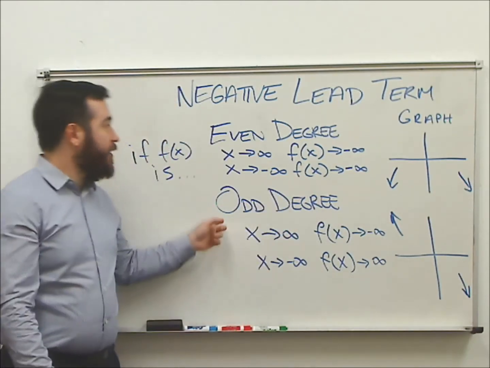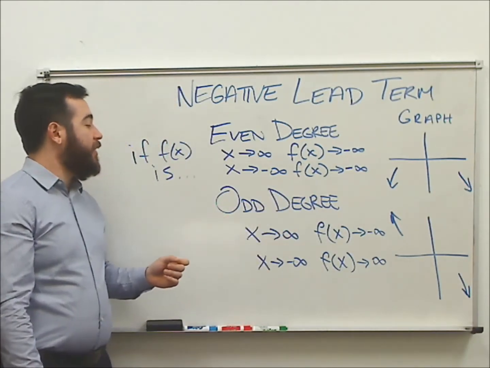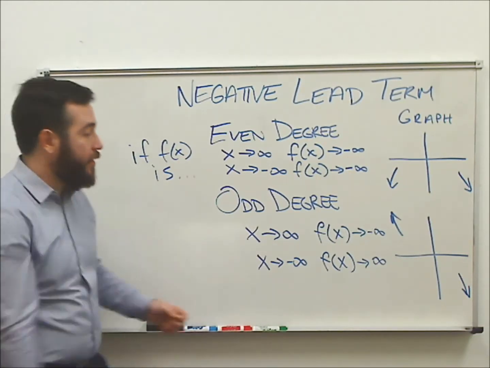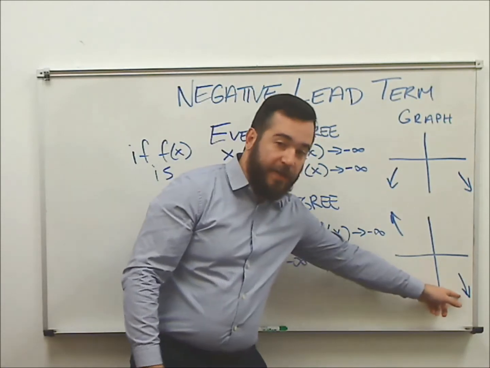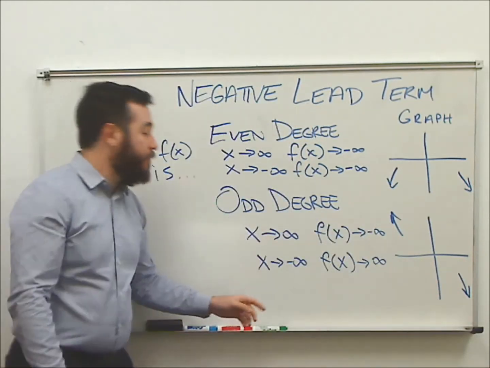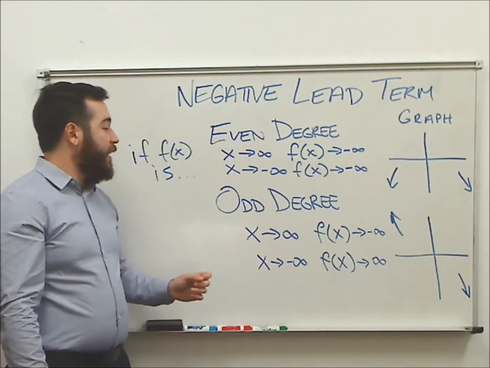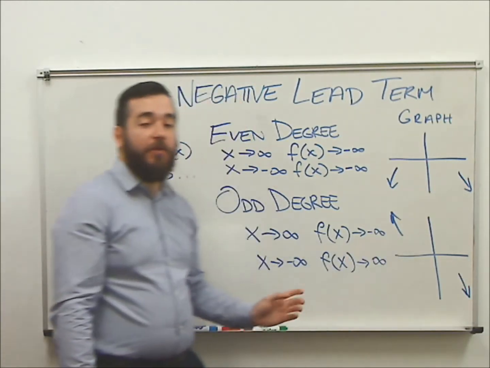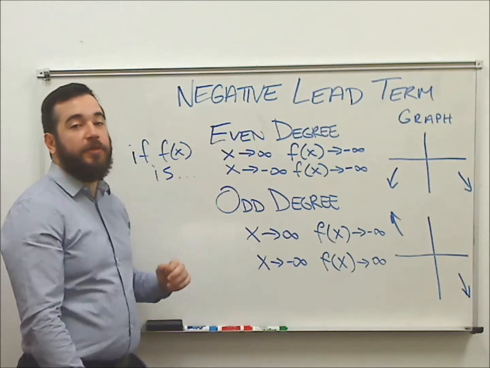All right, next up, odd degree negative lead term. As x approaches infinity, so as the graph moves to the right, f of x approaches negative infinity, so we're going to be going down. And then as x approaches negative infinity, f of x will approach positive infinity. So our graph will shoot up as x moves to the left.